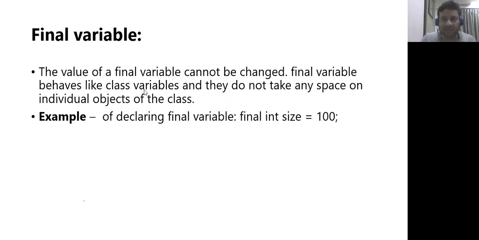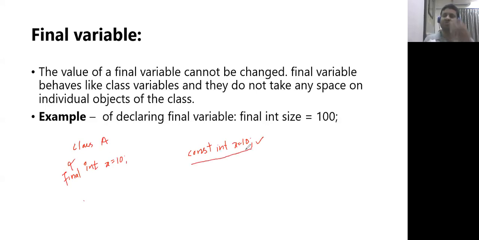Suppose in a class, if you say class A and you declare a variable int x equal to 10, this variable is initialized with the initial value 10, which can be changed during the course of the program. But if you declare it as final int x equal to 10, this becomes similar to what we studied, const int x equal to 10 of C++. Once we write constant, the value cannot change. The same goes with a final variable here. The value of a final variable cannot be changed.